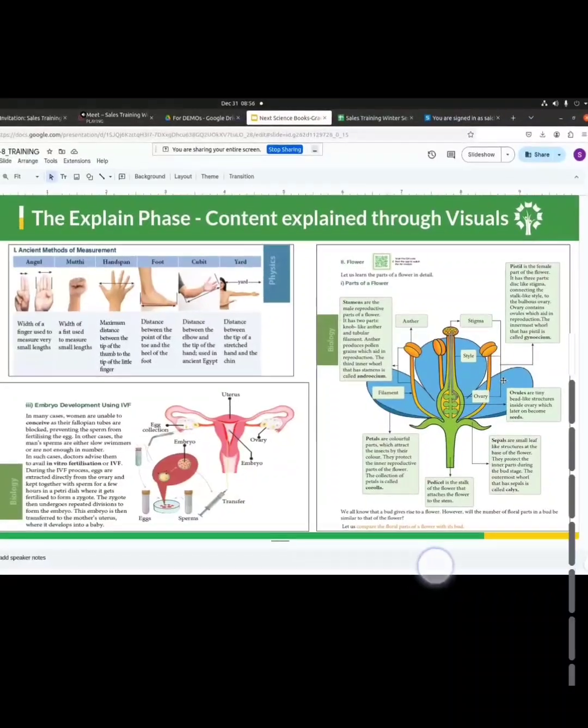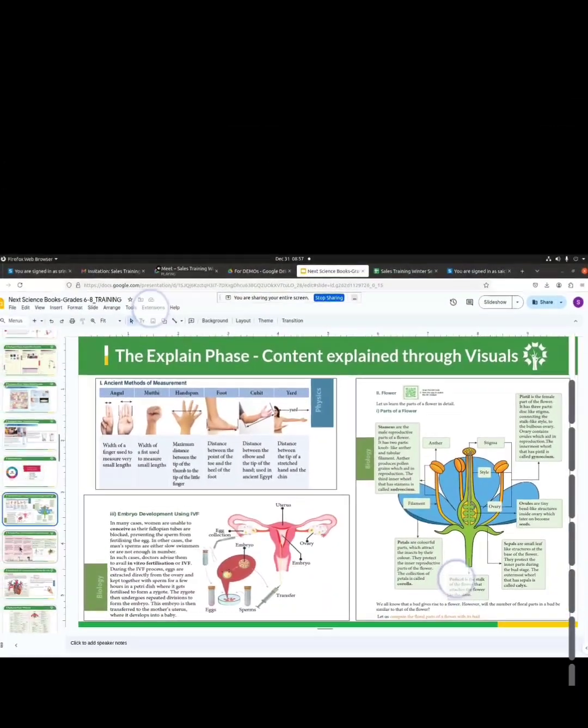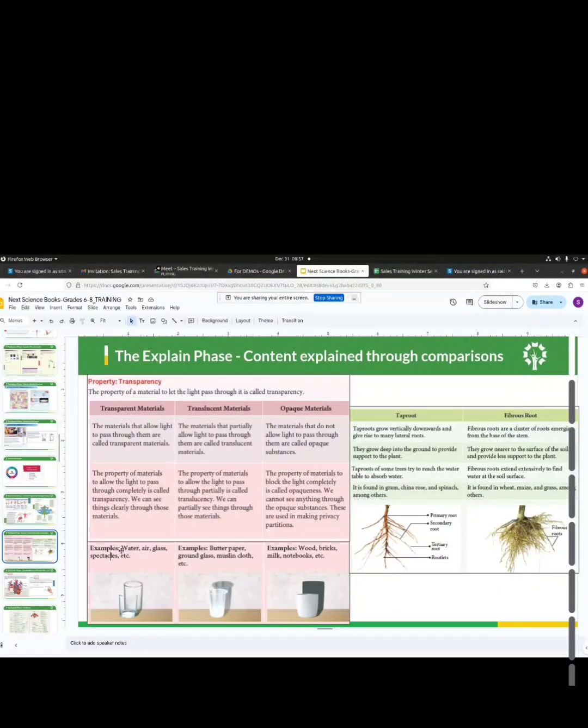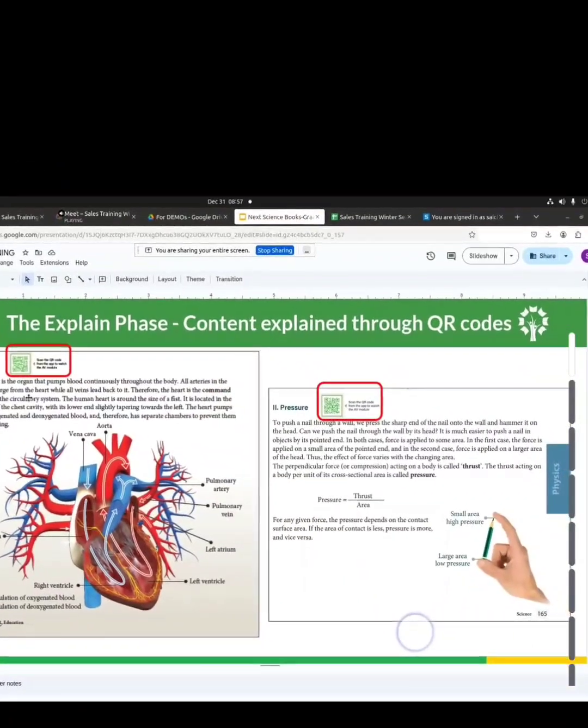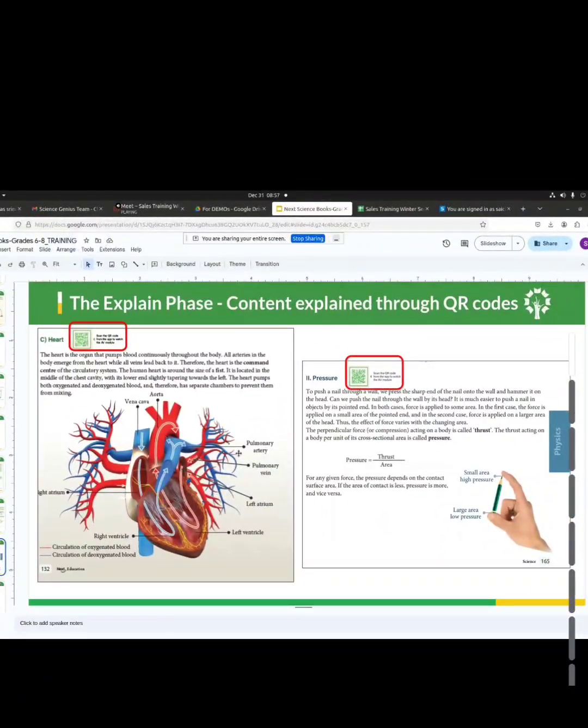And here you could see the parts of a flower. Instead of just discussing them, we have actually given a big image of a flower, and we have highlighted the components and their function, structure, location, etc. And these are certain other comparison tables. You could see the property of transparency. We have given it in the form of a comparison table. Then the types of roots. Okay, this is one of the images of a heart. You could see how beautiful it looks, and it is completely self-explanatory. You could see how the passage of blood goes, whether it be deoxygenated blood or oxygenated blood.